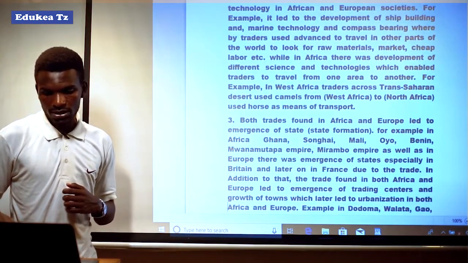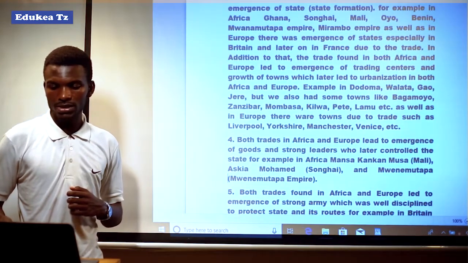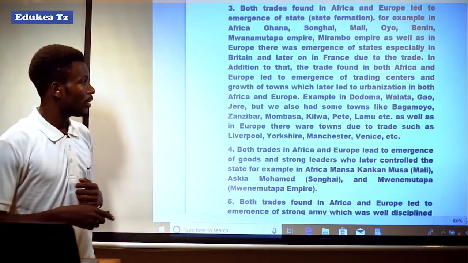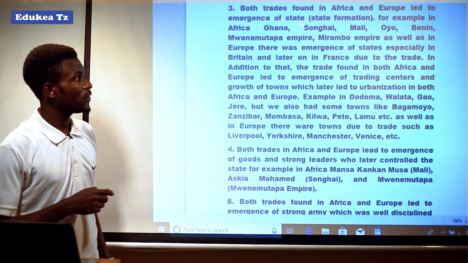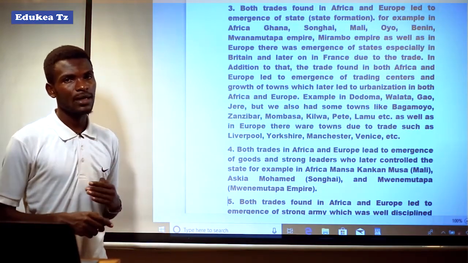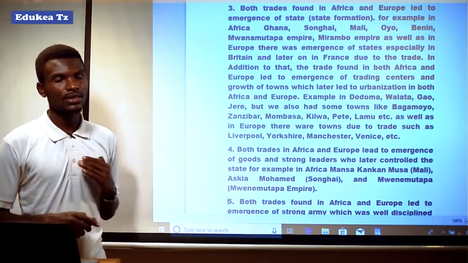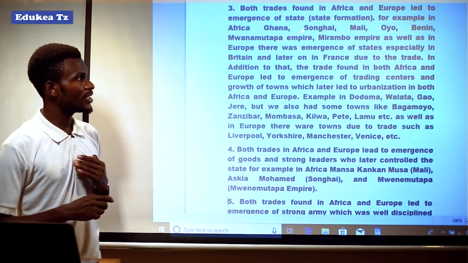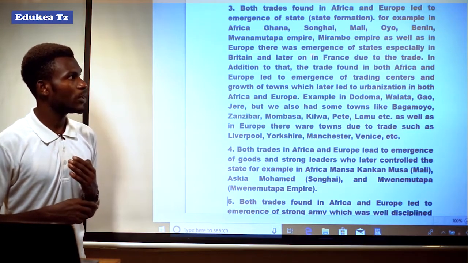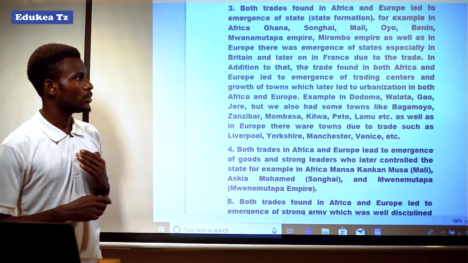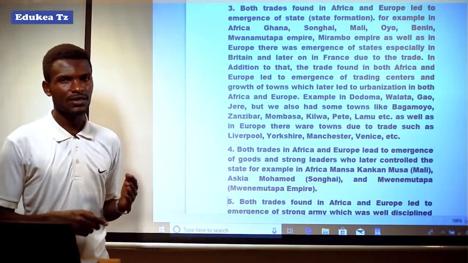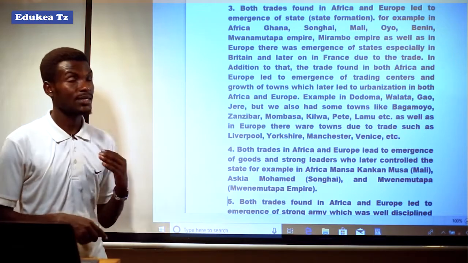And the third significance of trade in European and African societies was that trade found in Africa and Europe led to the emergence of states. It means that trade that emerged in Europe and Africa led to the emergence or formation of states. For example, in Africa, Ghana, Songhai, Mali, Oyo, Benin, Mwanamutapa Empire, Milambo Empire, as well as in Europe, there was emergence of states, especially in Britain, and later on France, due to the trade. It means that both in Europe and Africa, there was the formation of states.